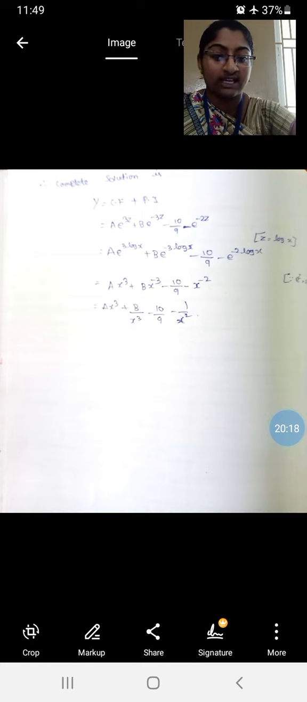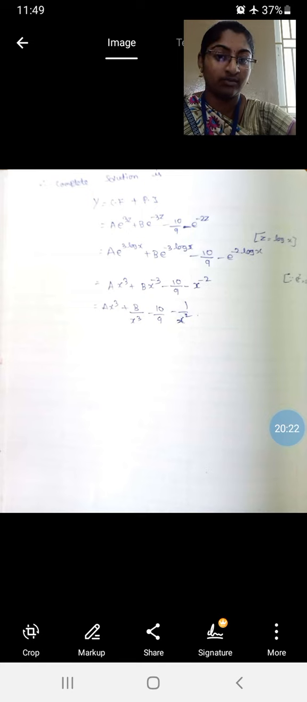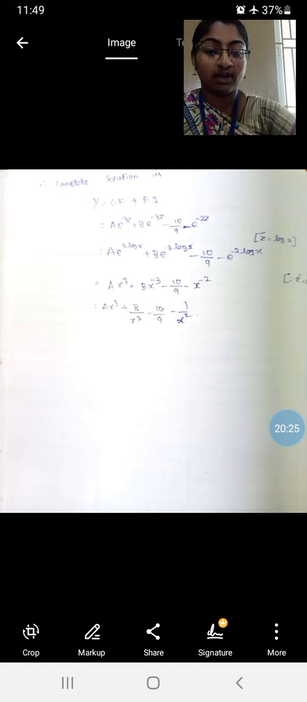So I already know that the value of z is log x, just substitute it. So A e^(3 log x) + B e^(-3 log x) - 10/9 - e^(-2 log x), and also I know e^z equals x, so I am changing that exponential value to x. A x³ + B x^(-3), that is minus 3 in my power, minus 10/9 minus x², because that is minus 2 in my exponential power.